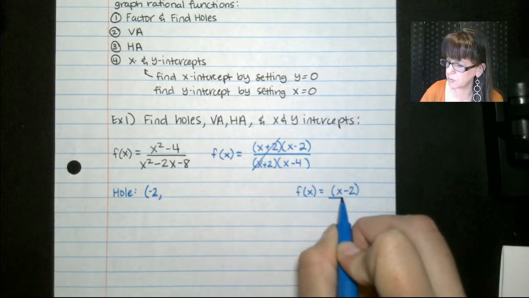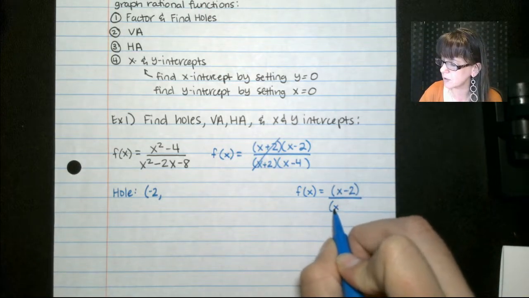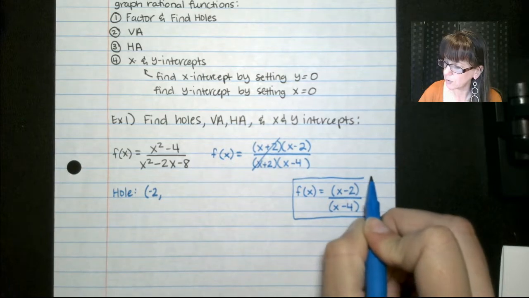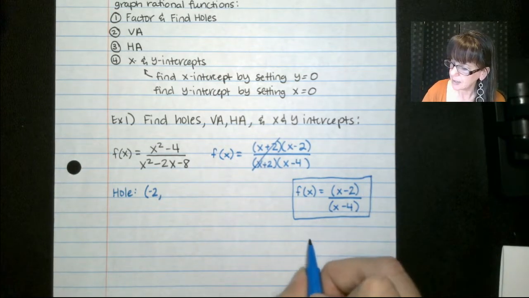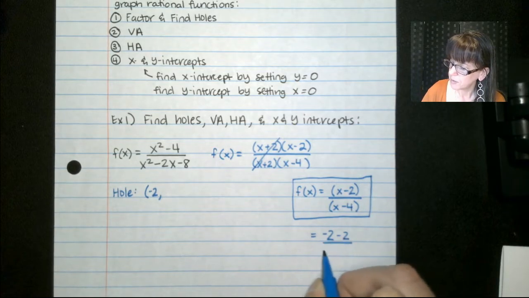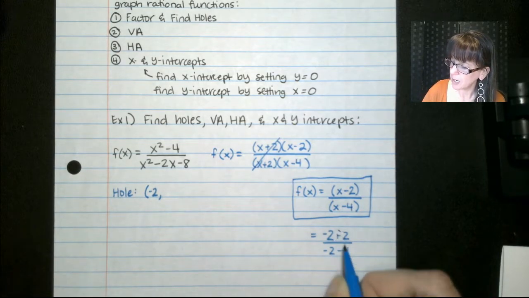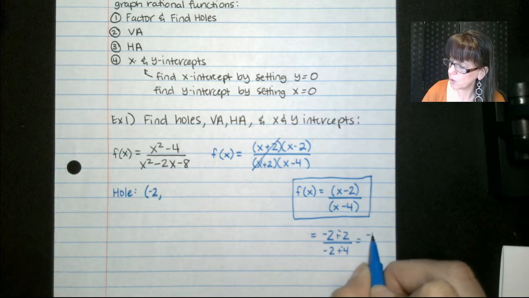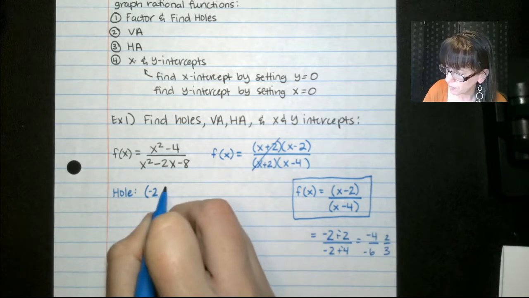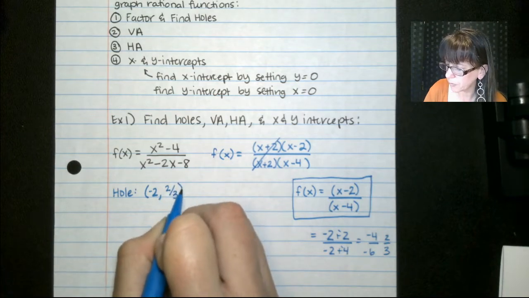Now let's do our new function, and I like to box it so I don't make a mistake using the old function. So this is our new function and the one we will be graphing. If I take this and plug in a -2, we get -2 minus 2 over -2 minus 4. Now the opposite, we get -4 over -6, which is 2 over 3. So we have a hole at (-2, 2/3).